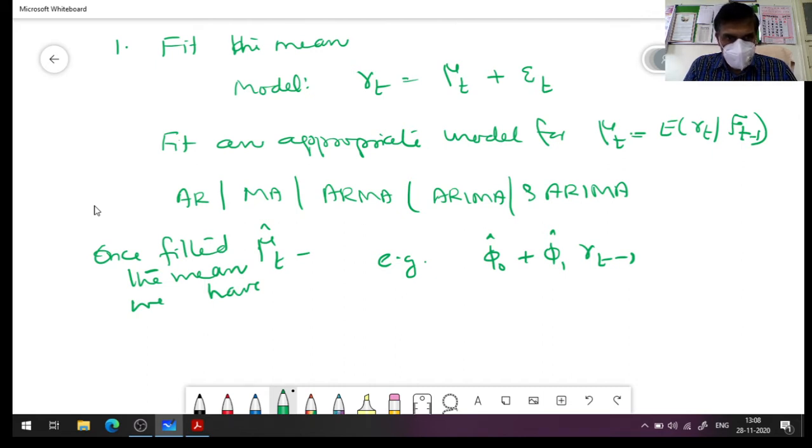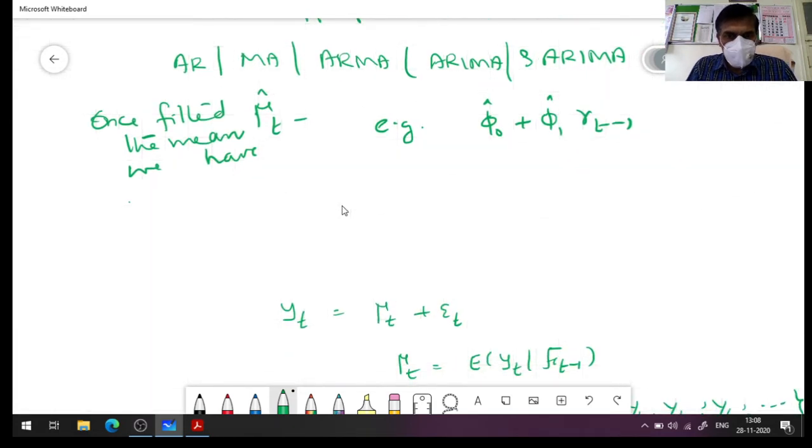Then the next step, step 2, is at the end of this, if you want to make sure of the fit, this involves, once you identify the model, what are the steps involved here?